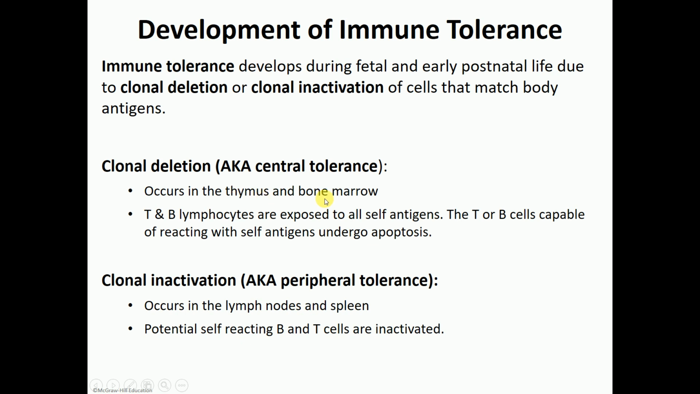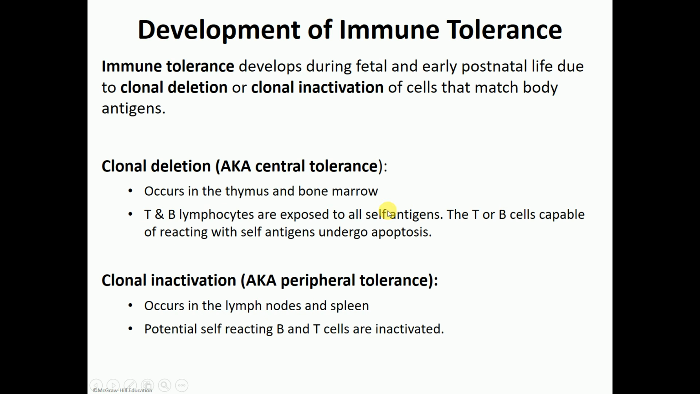And what happens is that the T and B lymphocytes are going to be exposed to all of our self-antigens for the first time. So they're pretty much introducing our immune system to our self-antigen. This is what my MHC1 looks like. So whenever you see this, do not attack me. Okay, so the T and B cells that are capable of reacting with these self-antigens are going to self-destruct. That process is known as apoptosis. That again is known as clonal deletion or central tolerance.